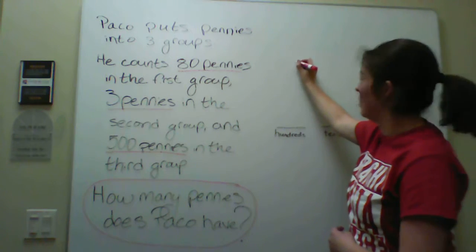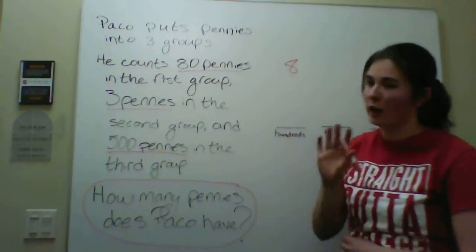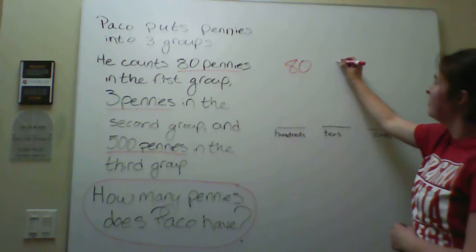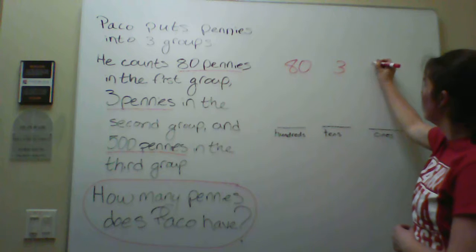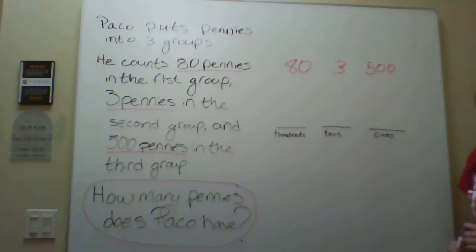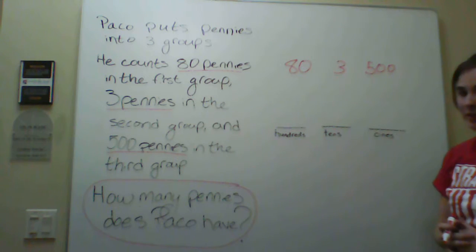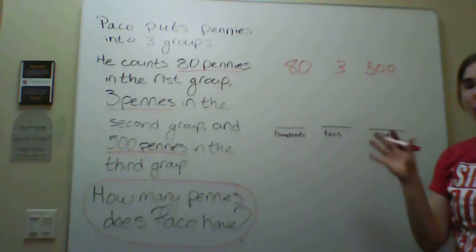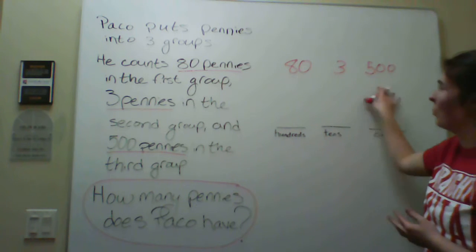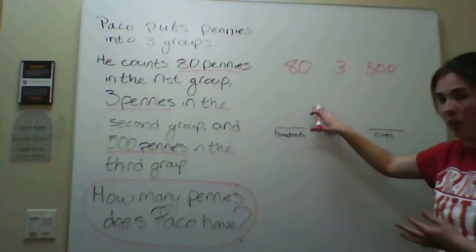Let's write the numbers over here. 80, 3, and 500. Now, we have these in 3 groups, but we want to put them all together. So we have to figure out what order these really go in.